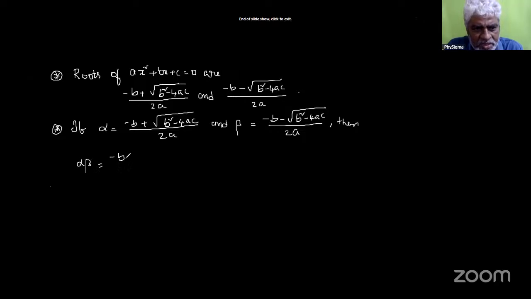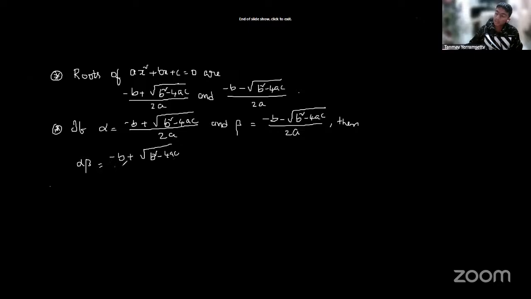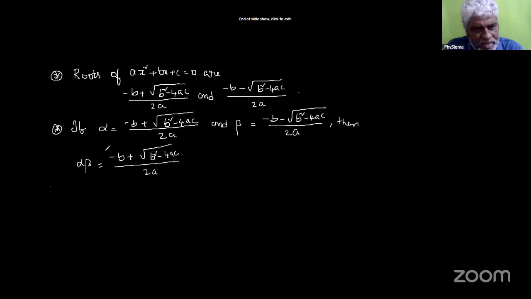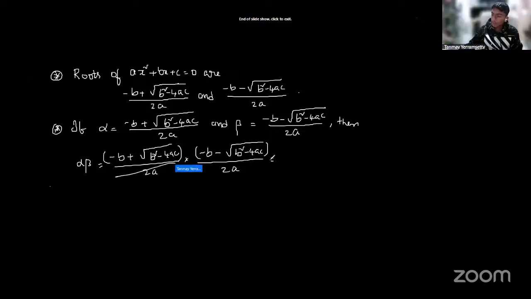Alpha is negative b plus root of b square minus 4ac by 2a, times the second value, negative b minus root of b square minus 4ac by 2a. Can't you cancel out the 2a and 2a?